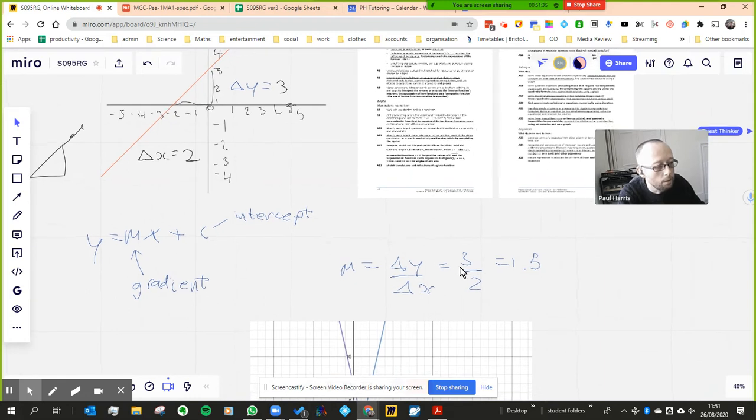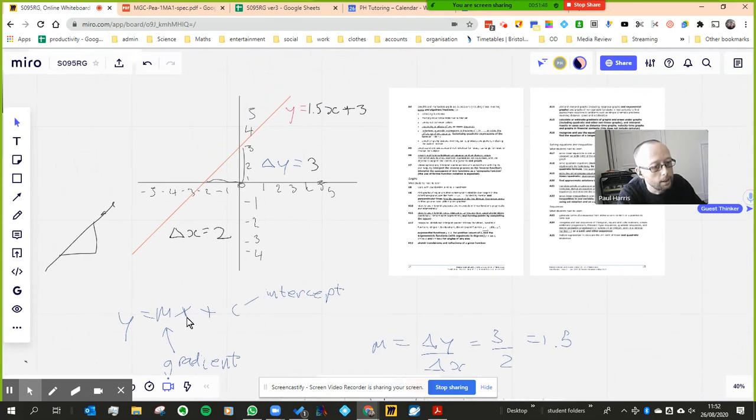Then to calculate it, you do the change in y divided by the change in x. So it's 3 divided by 2, and that's 1.5. And the intercept was 3. So all you do is take this equation here, and instead of writing m, you write the gradient, 1.5. Instead of writing c, you write the intercept, which is 3. So for this equation, y = 1.5x + 3.